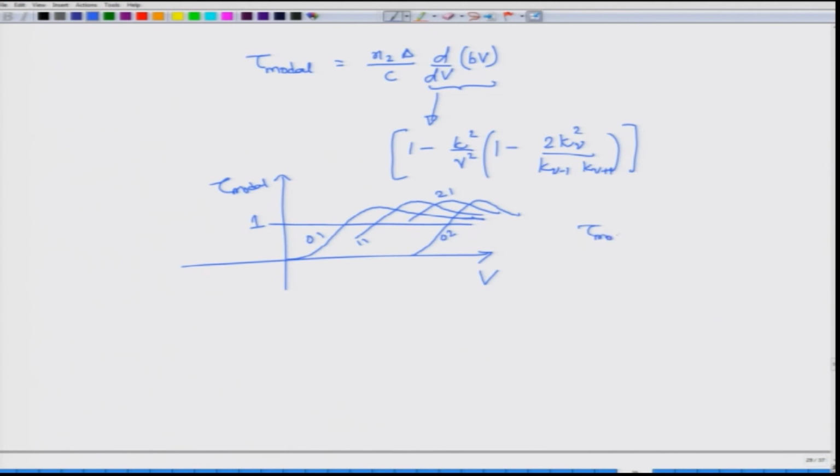These modes, farther away from the cutoff, have a modal dispersion or modal delay that can be approximated as n2 delta by c, and they actually have a max modal delay at different values of the V number. So, far away from the cutoff you have this approximation for all of them.